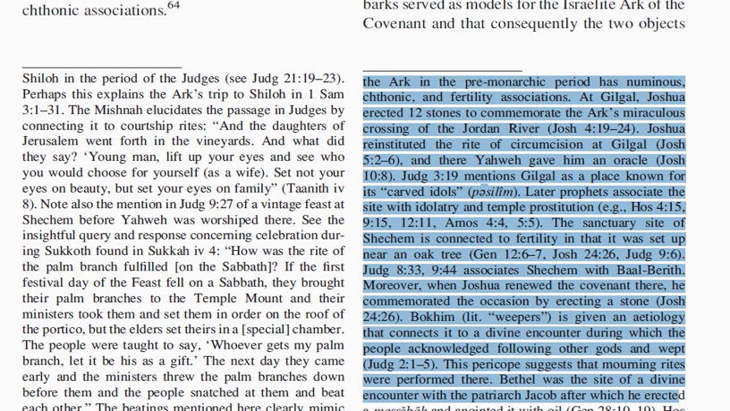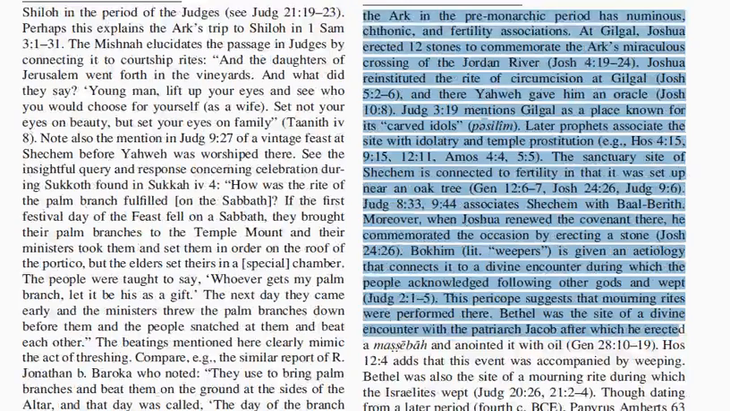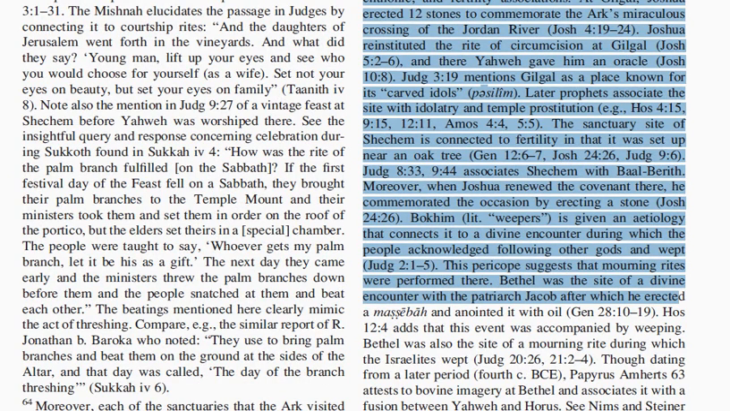The sanctuary site of Shechem is connected to fertility in that it was set up near an oak tree. Genesis 12:6 and 7, Joshua 24:26, Judges 9:6, Judges 8:33, 9:44 associates Shechem with Baal Berith. Moreover, when Joshua renewed the covenant there, he commemorated the occasion by erecting a stone. Joshua 24:26. Bokim, literally weepers, is given an etiology that connects it to a divine encounter during which the people acknowledged following other gods and wept. Judges 2:1 to 5. This pericope suggests that mourning rites were performed there.